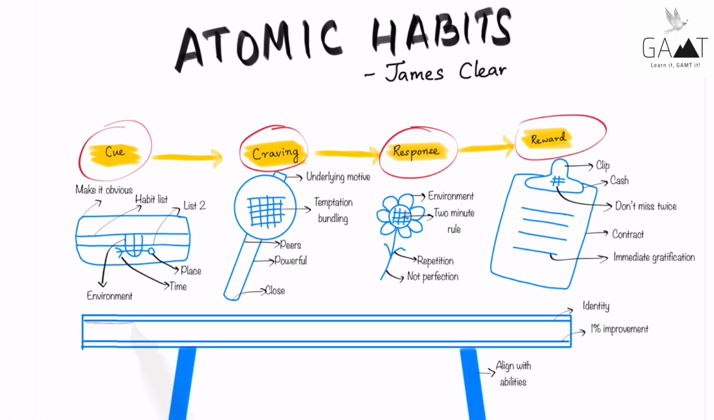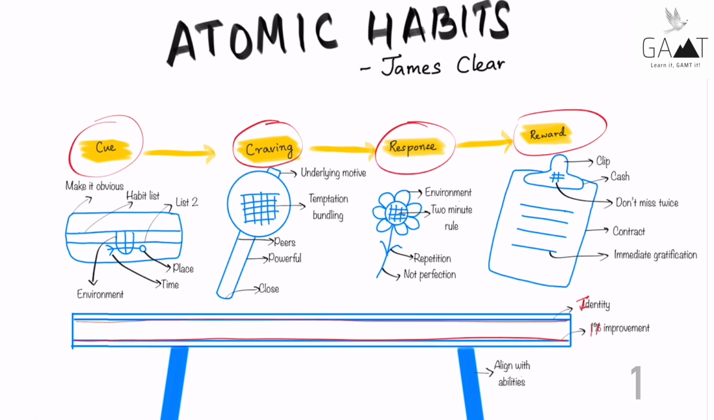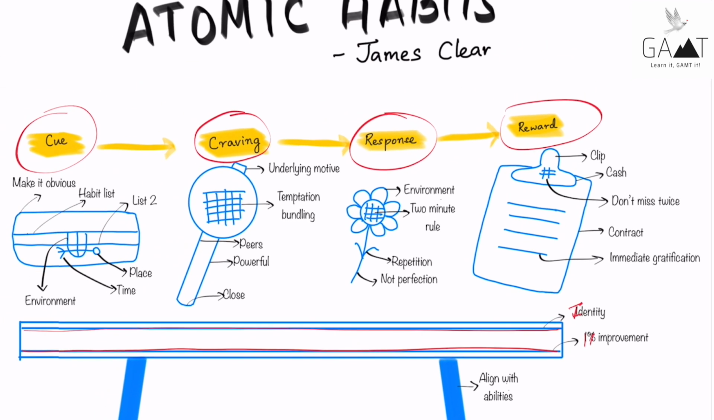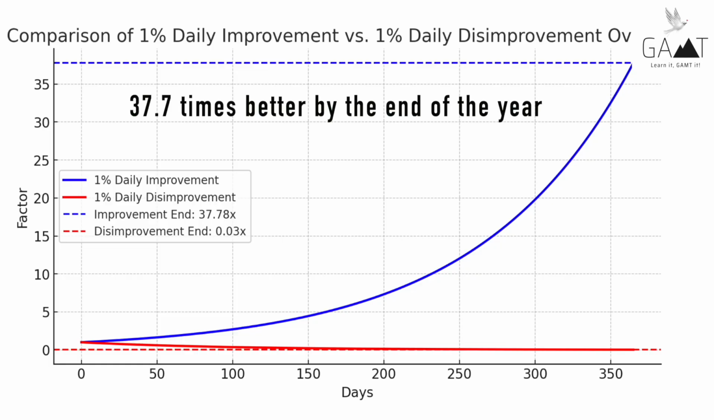So this line here resembles the I, which stands for identity. This line here resembles the number 1, which stands for 1% improvement. So let me explain what I mean by that. If you get better 1% every day, you're going to be 37.7 times better by the end of the year. 37 times, that's massive, right?